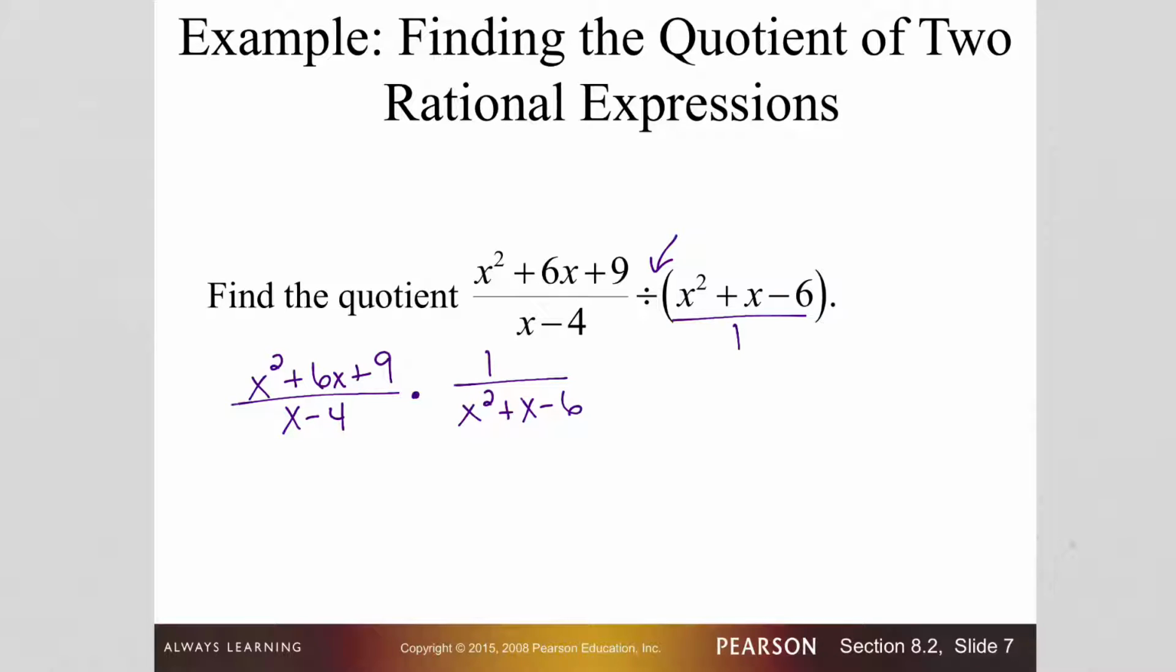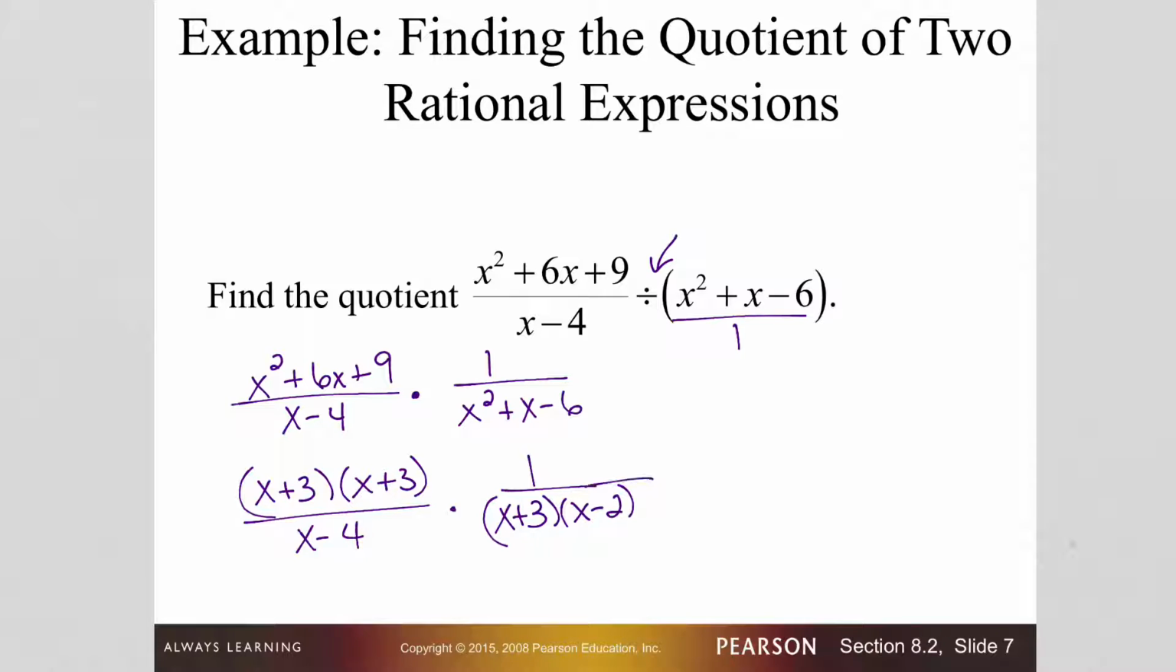Now what you want to do is factor everything. So the numerator on the left factors to be x plus 3 and x plus 3. The denominator doesn't factor. The numerator on the right is 1. And it looks like this thing factors to be x plus 3, x minus 2.